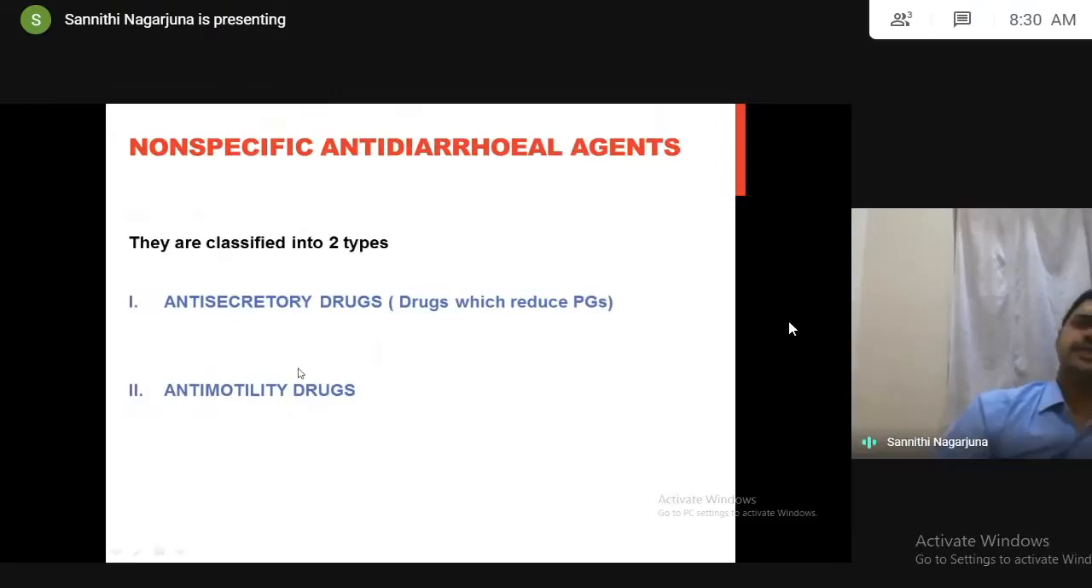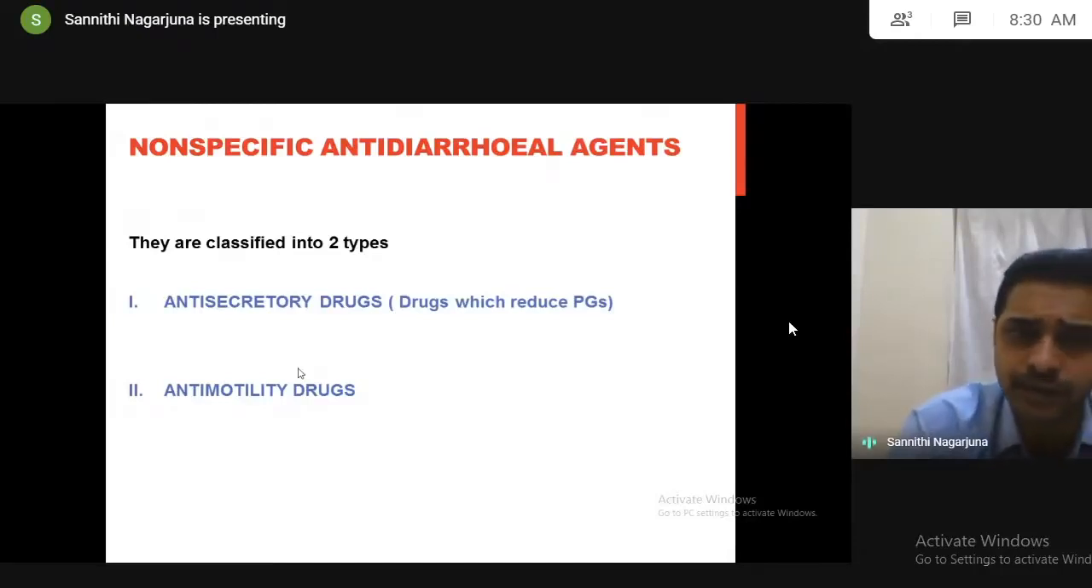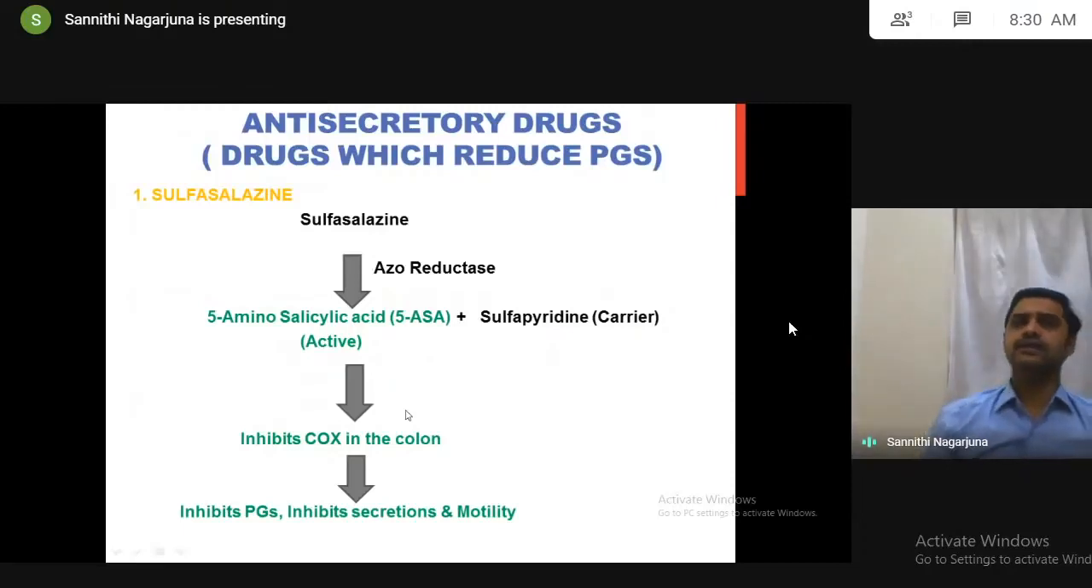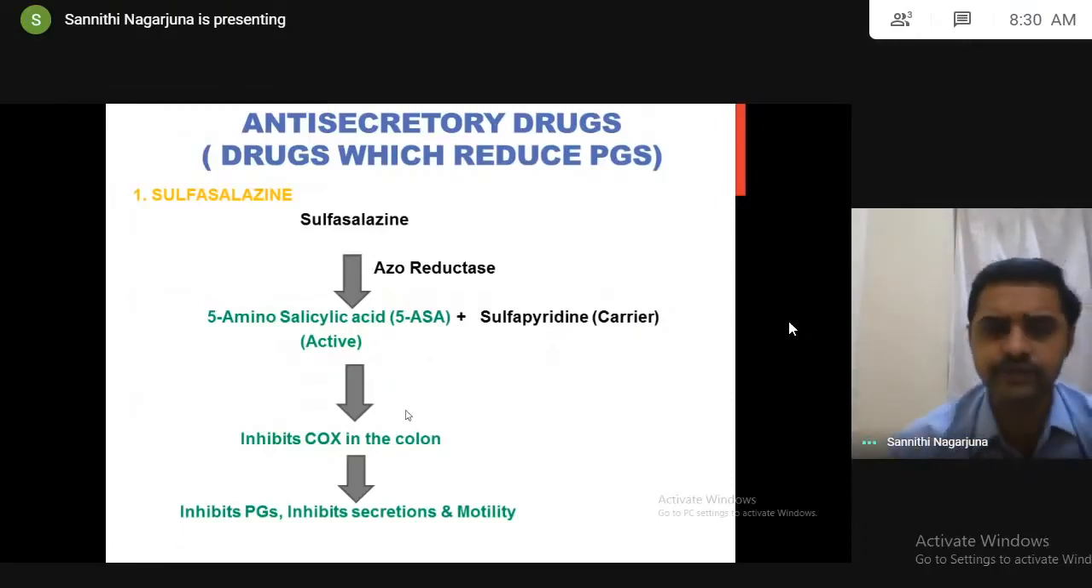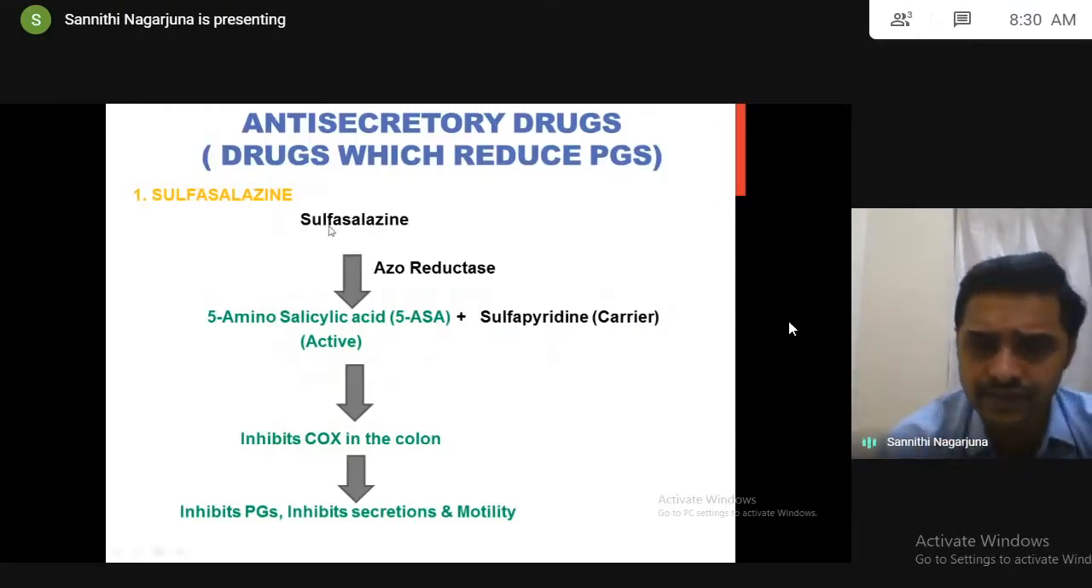So coming to the non-specific antidiarrheal drugs, which are used when the diarrhea is caused by other than microbial contamination, as a disorder due to increased peristaltic movement of GIT. Which include two classes, anti-secretory drugs and anti-motility drugs. Anti-secretory drugs include the first drug sulfasalazine. The sulfasalazine, by the action of the enzyme azoreductase, is converted to 5-aminosalicylic acid and sulfapyridine.